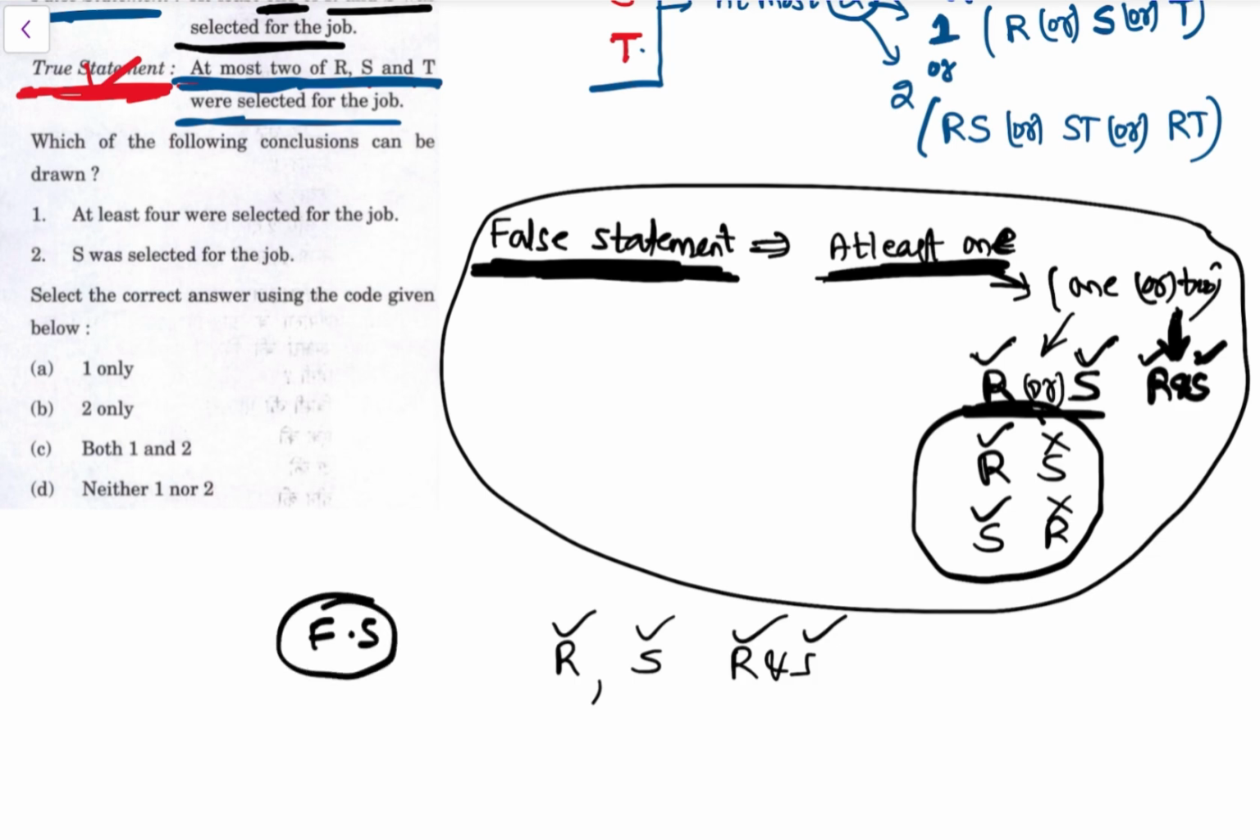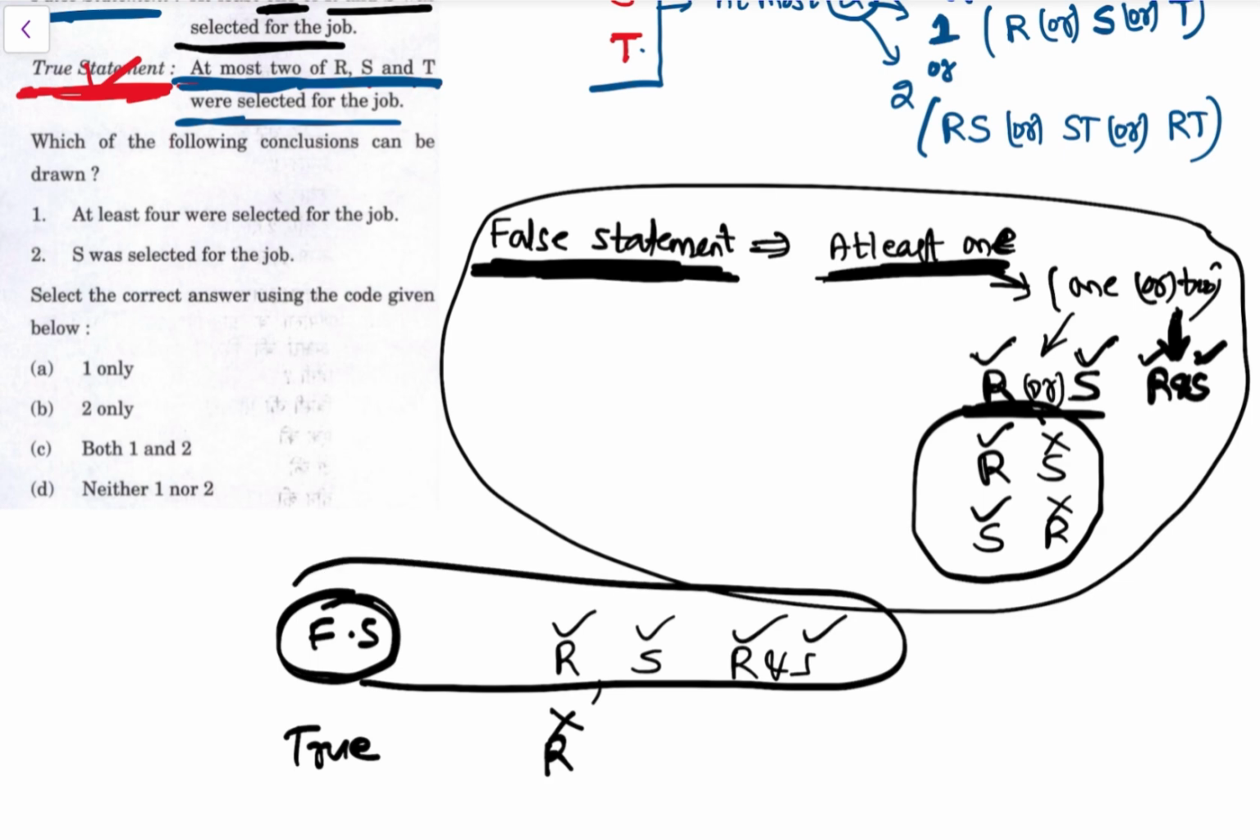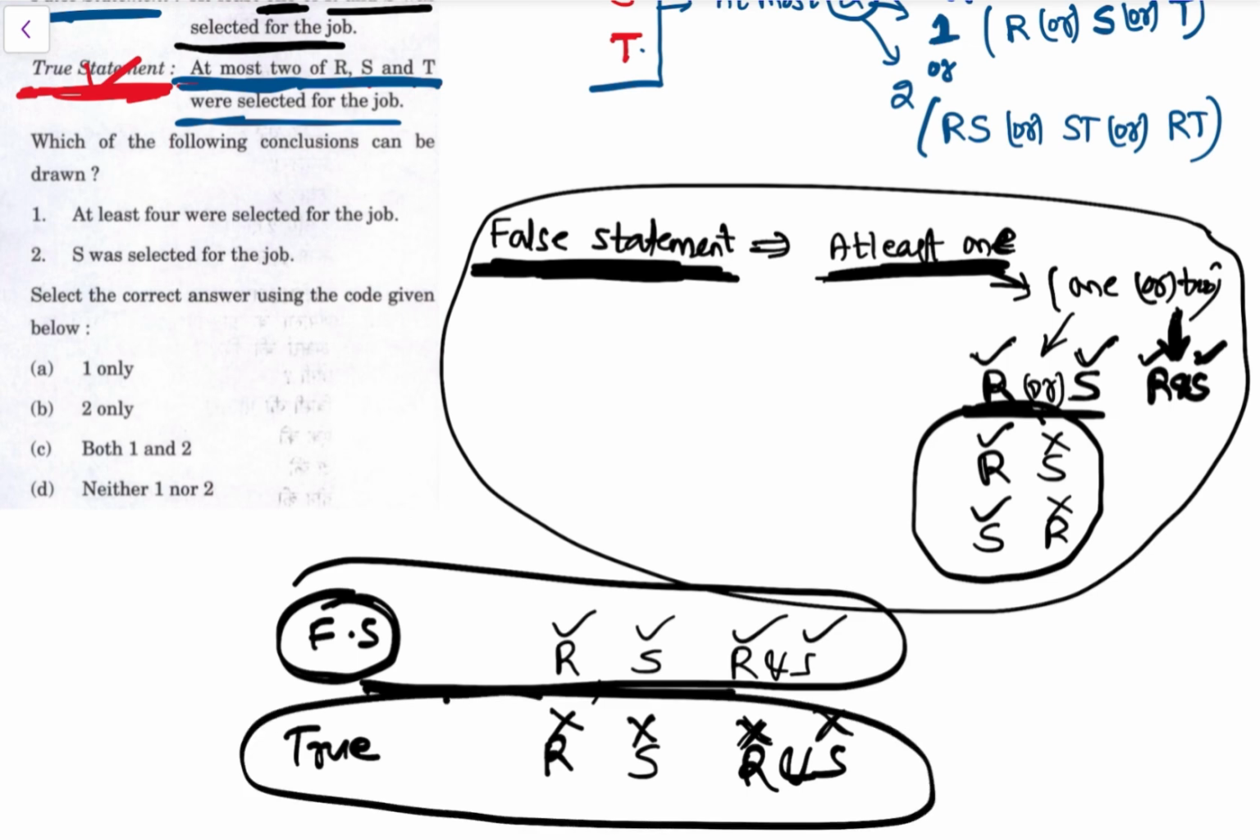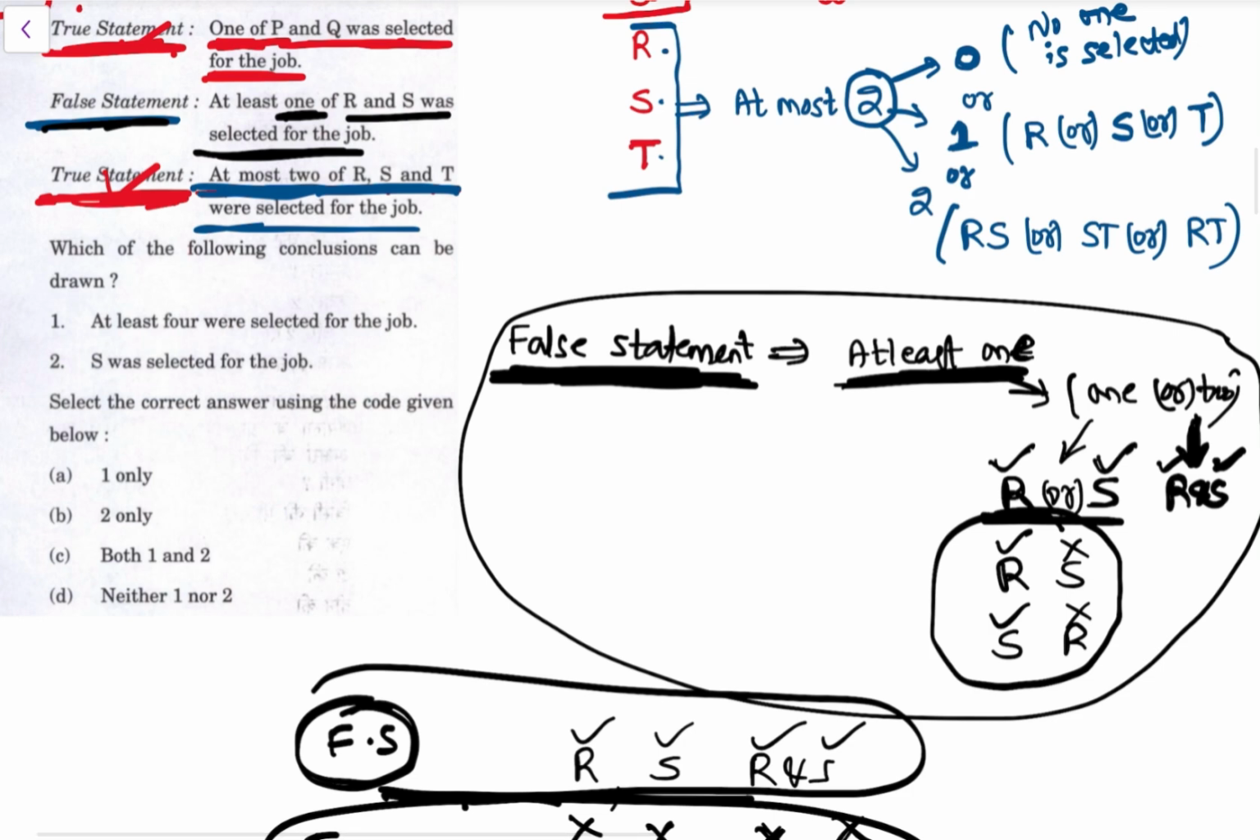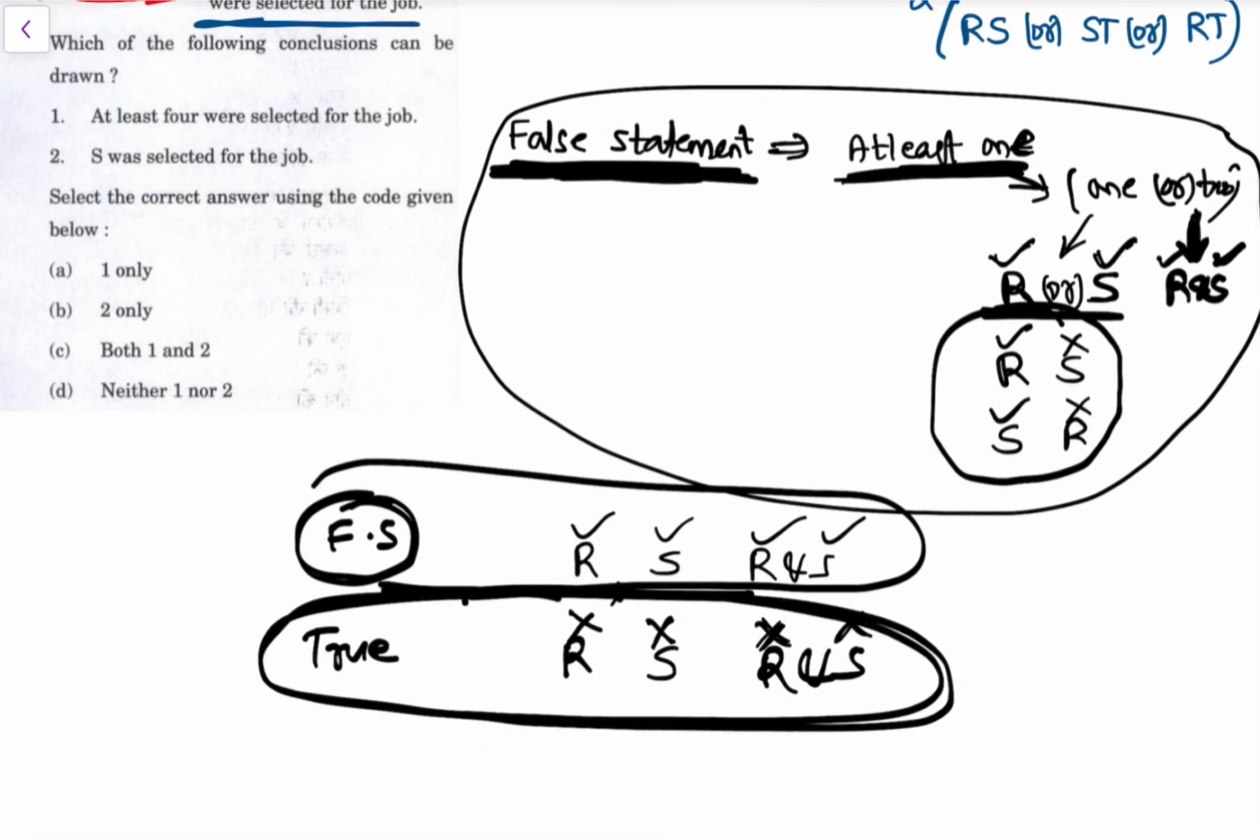Then the true statement is what? The true statement is the opposite of the false statement. That means R is not selected, S is not selected, and R and S together are also not selected. That means both R and S are not selected. So this is the true statement. We have converted the false statement into a true statement.